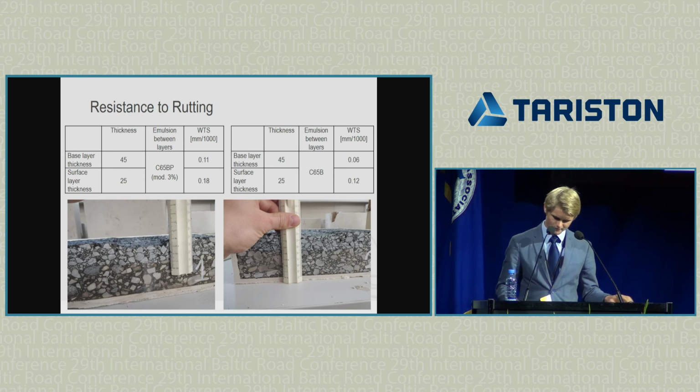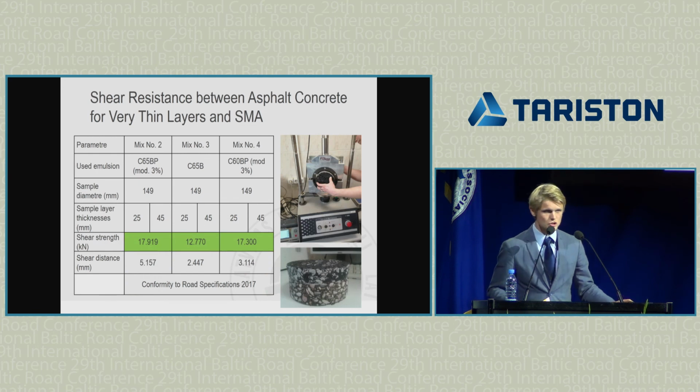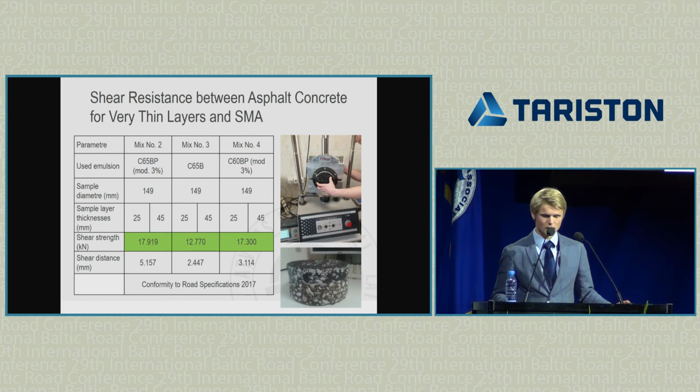So, shear resistance between thin overlay and SMA. The best result was obtained by emulsion C65 BP with a 3% modifier. All results obtained meet the requirements for road specifications, which are 8 kilonewtons. Best result 17.9 kilonewtons.